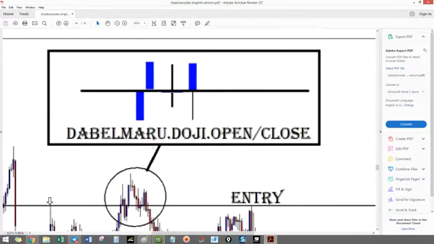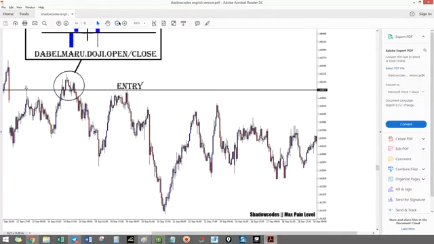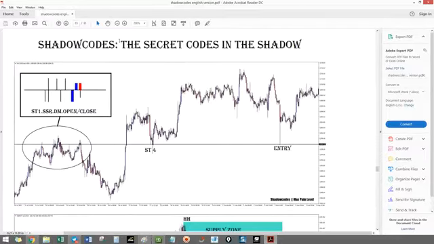Okay, so this is double maru, doji, and open close price. You got the double maru, the doji, and the open and close price. Everything is in one line, and you also got a shadow there. And then this is your entry. This is using ST5.